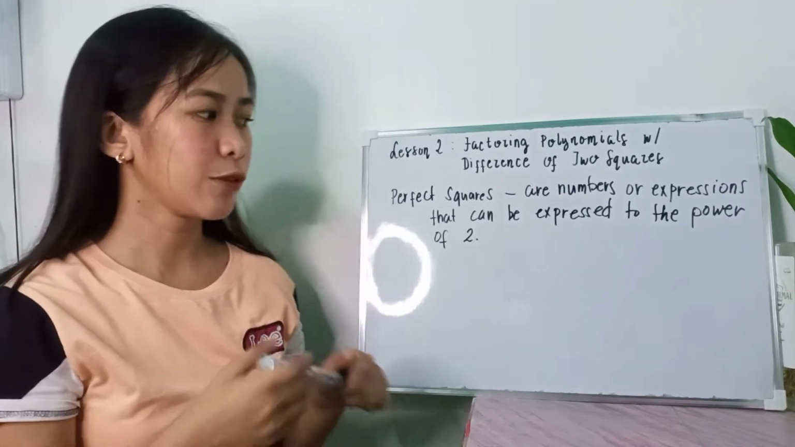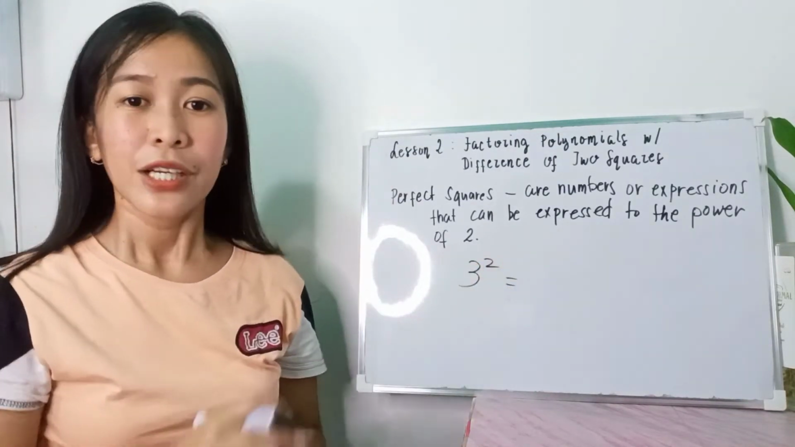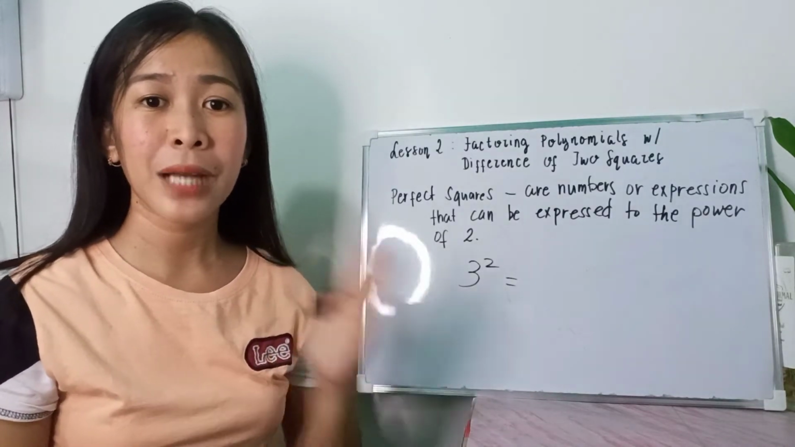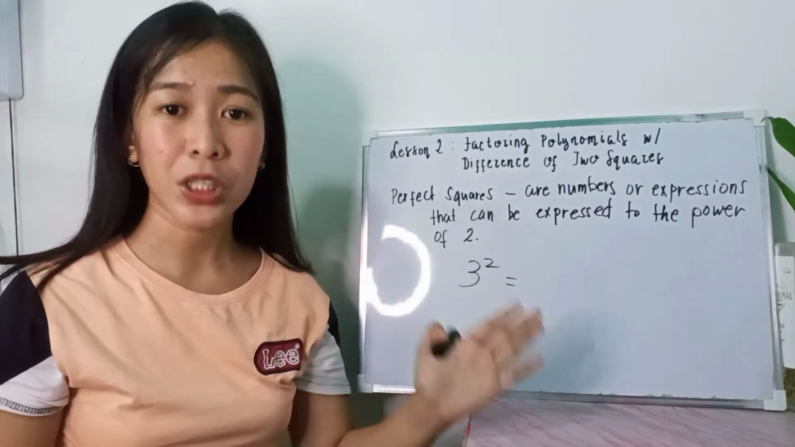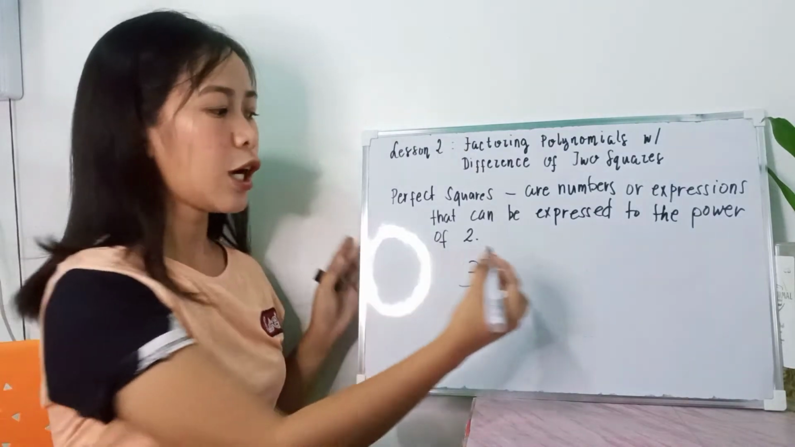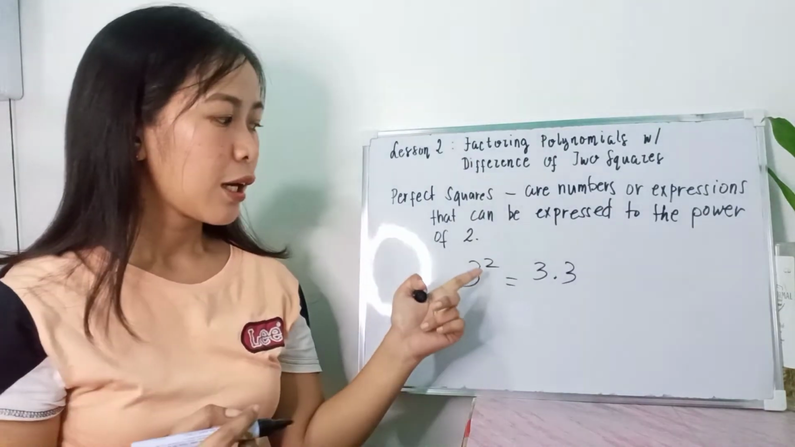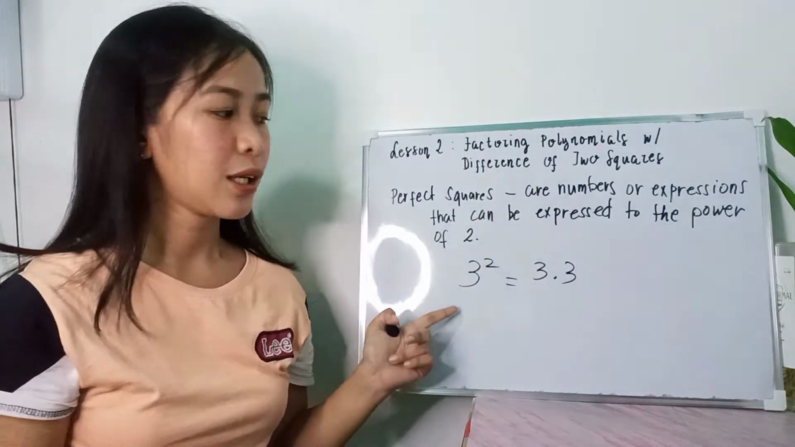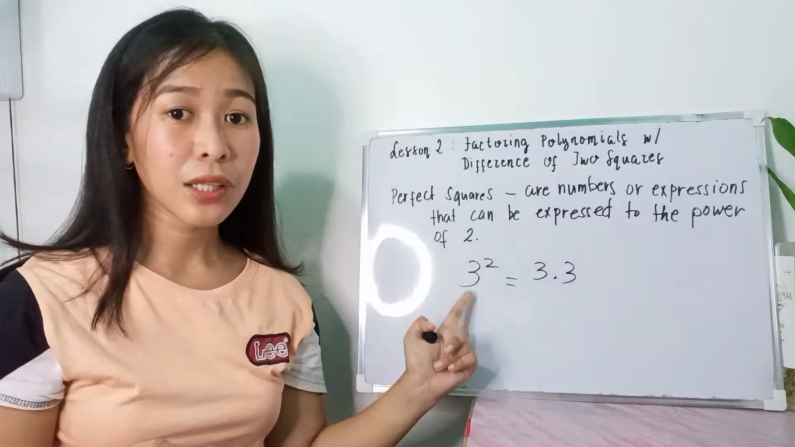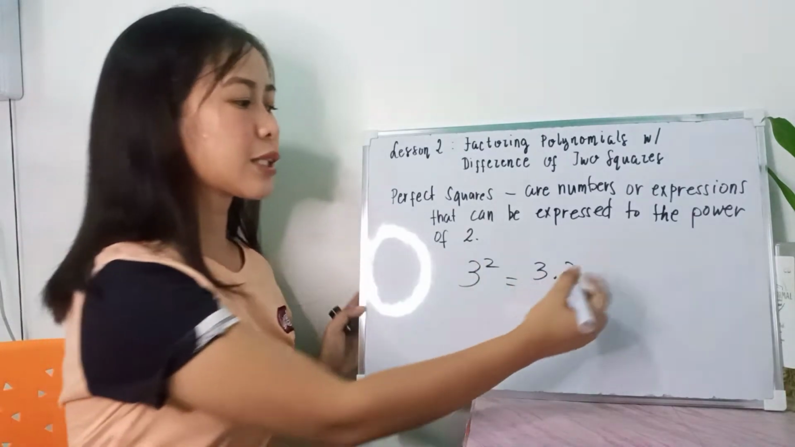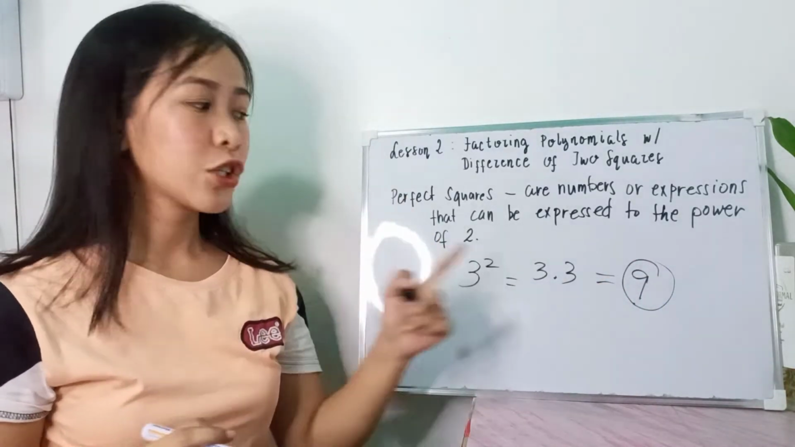Like for example, we have here 3 squared. So always remember, any number you multiply by itself or nilagyan nyo yan ng square, the answer will be a perfect square. Like for example, 3 squared. We have of course 3 times 3. Remember when we say exponent, you are going to multiply the base by itself and the base is 3. So it should be 3 times 3, not 3 times 2. So 3 times 3 is equal to 9. Therefore, 9 is a perfect square.